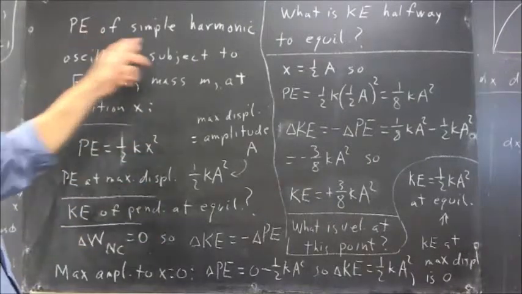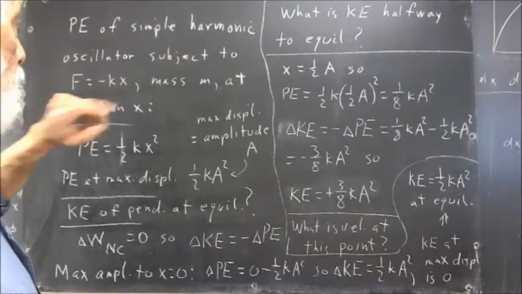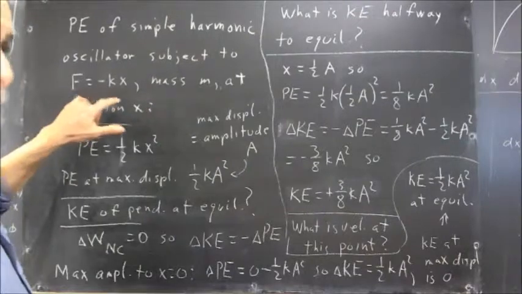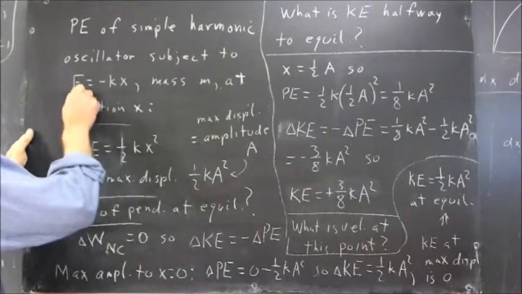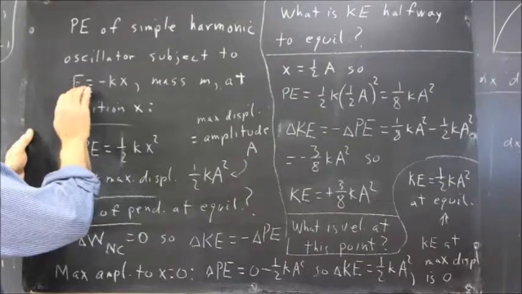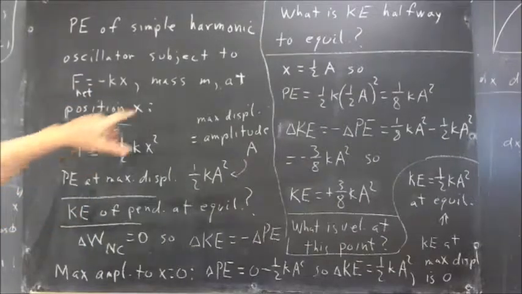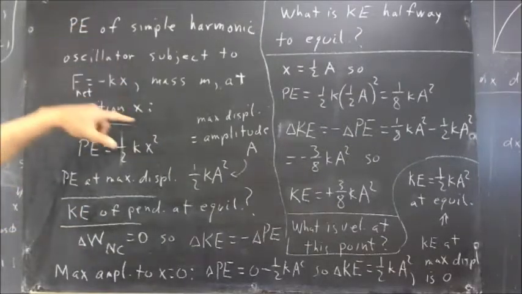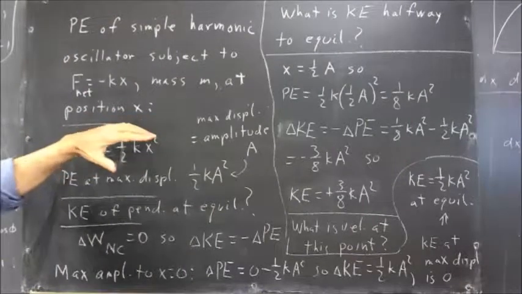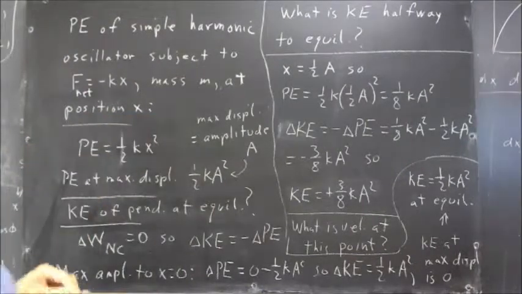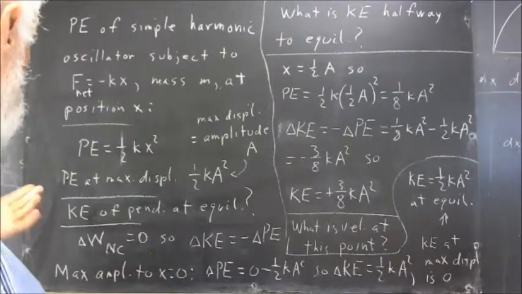Next question: what's the potential energy of a simple harmonic oscillator subject to a net force F equals negative kx? And actually, I could put the net subscript on that. So what's the potential energy of this oscillator at position x? This is something that we covered a long time ago, that we've known for a while.